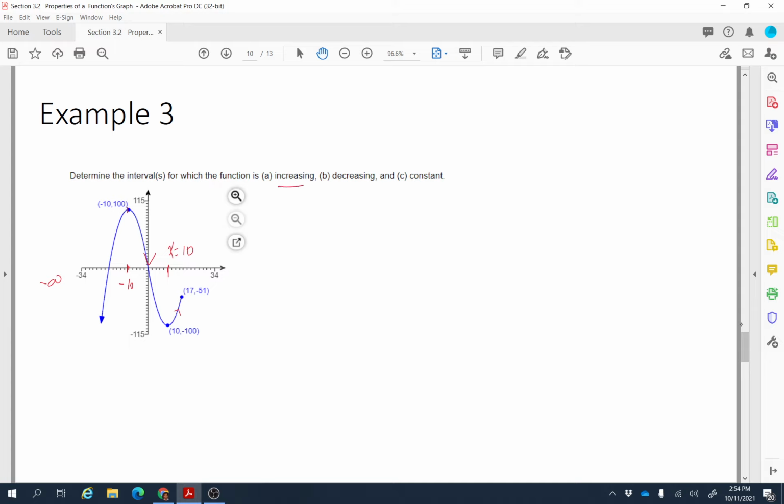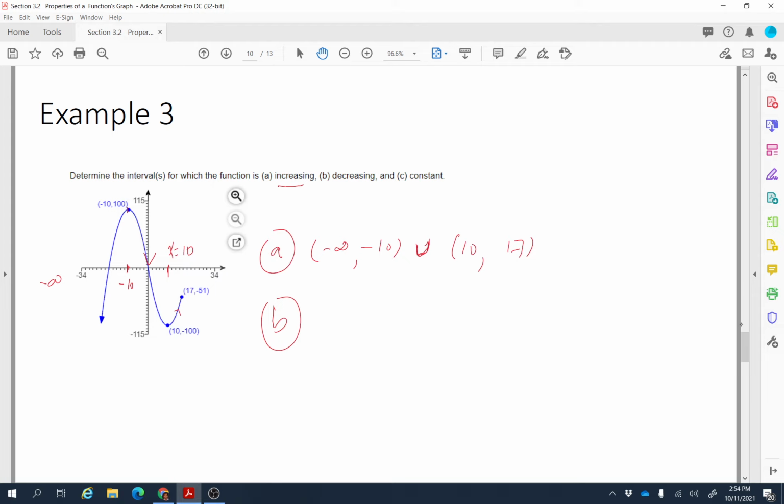So the graph is increasing from -infinity to -10, and from 10 to 17. So that is the last point. From 10 to 17, again the graph is increasing. But we don't write our answer like this. We have to use the union sign. So we can say this graph is increasing on this interval and on this interval, so we have to combine them. And by looking at the graph, you can see that the graph is decreasing from -10 to +10.